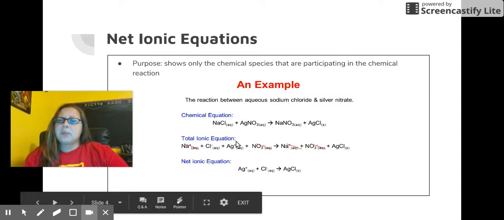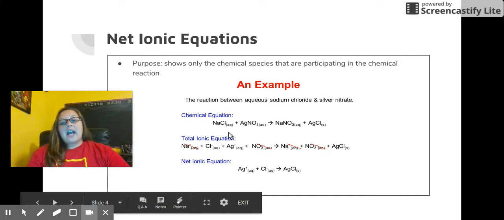Same thing for Ag plus here. Ag plus is not a spectator because it is Ag plus in an aqueous solution here, but it changes to be a solid for silver chloride here. Nitrate is, however, classified as a spectator ion because in the reactant side, you see it as aqueous NO3 minus, and also in the product side, you see it as aqueous NO3 minus as well.